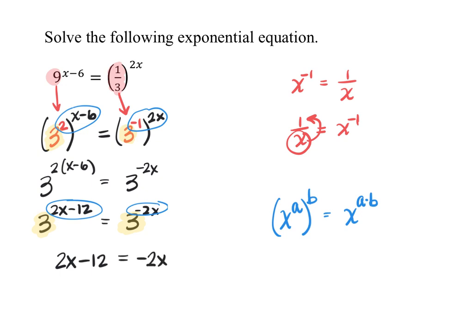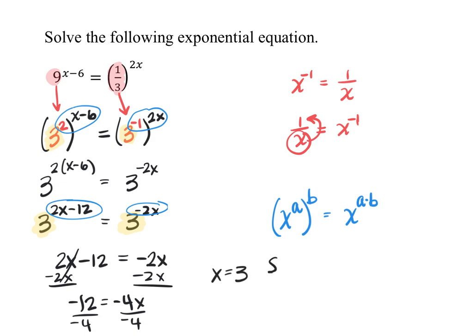and we can just solve from here. So if you subtract 2x from both sides, we'll end up with -12 is equal to -4x, and then divide by -4 will give us that x is equal to +3. So my solution set, if you want to write your answer as a solution set with curly brackets, would just be 3.